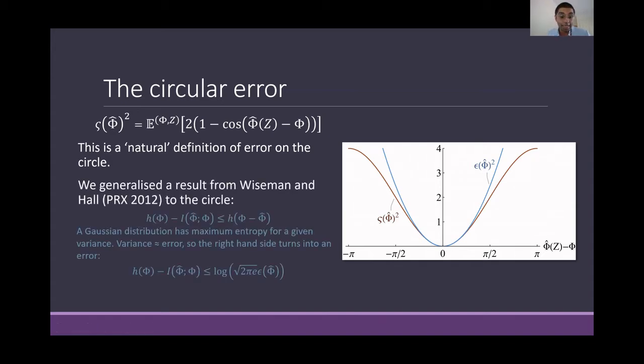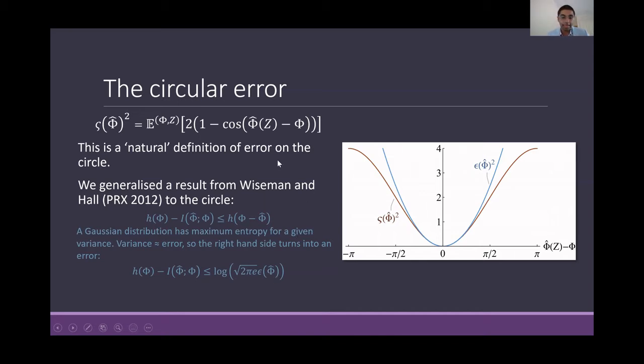Secondly, it has nice entropic properties. So if you remember, there was this step from before where you have this entropy that you don't like, and you jump from entropy to error by saying a Gaussian has maximum entropy for a given variance, and variance is the same thing as error. But the problem is, now that we're on the circle, variance isn't the same thing as error. Circular variance is the same thing as error. So what we want to know is, is there a distribution on the circle that has maximum entropy for a given circular error? Because if we had that, then we could do an analogous thing to this step of the proof.